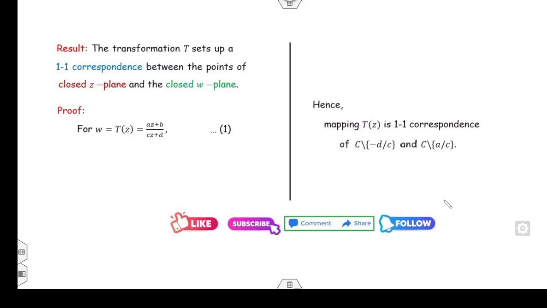So we can say the mapping is one-one from the domain C minus d over c, and if you define the T inverse of w, fine, so that number becomes the expression in w divided by c of w minus a, and clearly C minus a over c is defined for the inverse. But how did a by c come into the picture?